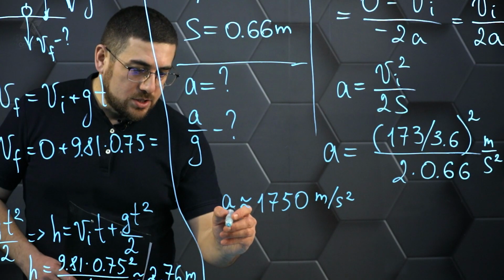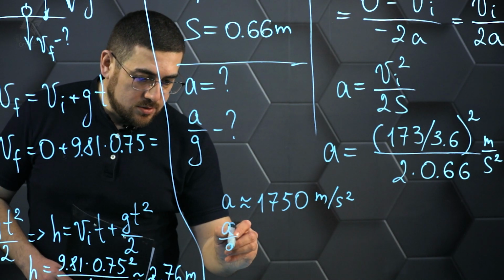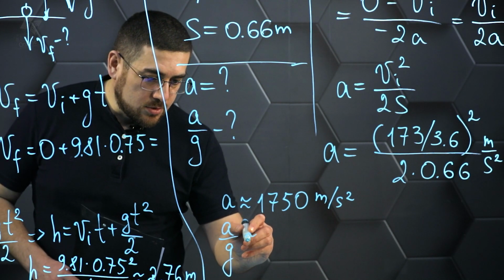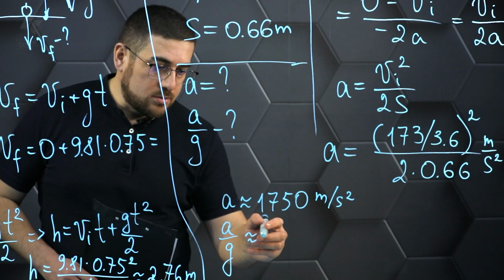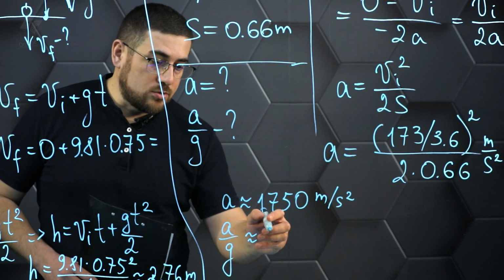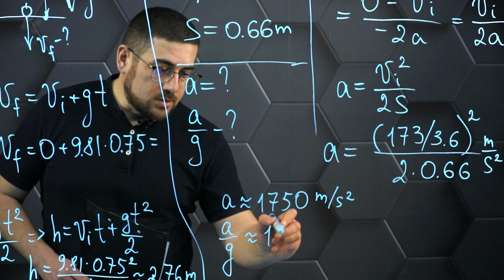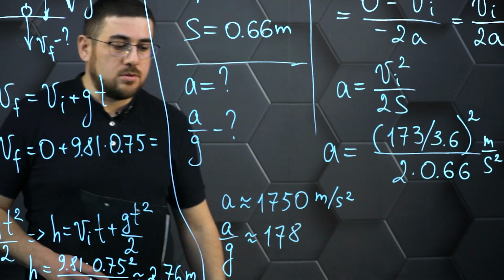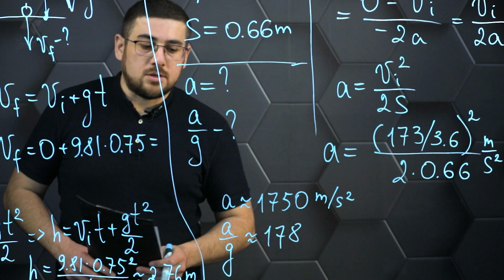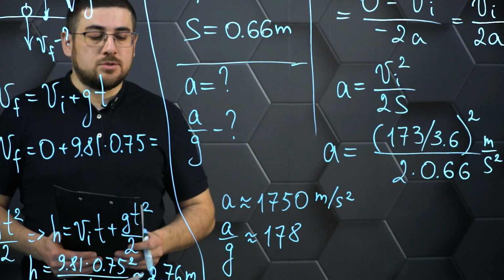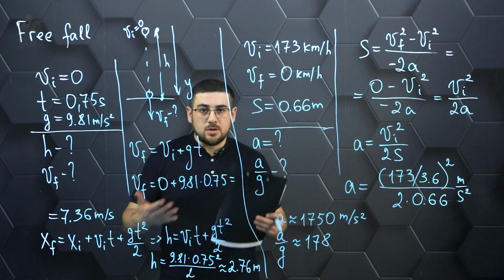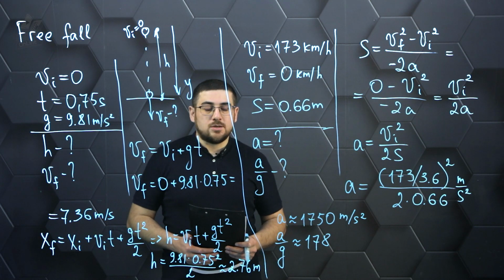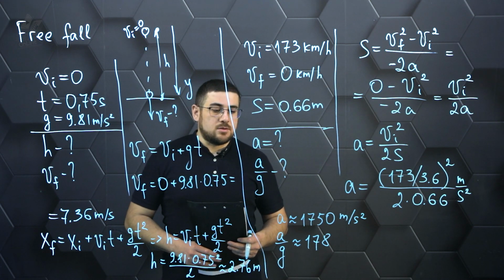And now estimating the ratio of this acceleration to the acceleration of free fall. That is, we can now compare this acceleration with the g value of 9.81 hundredths of a unit, which is approximately 178 units. That is, the acceleration experienced by this racer is 178 times greater than the acceleration with which we fall to the ground. This is a huge acceleration, of course, and actually such loads a person is not ready for, of course.